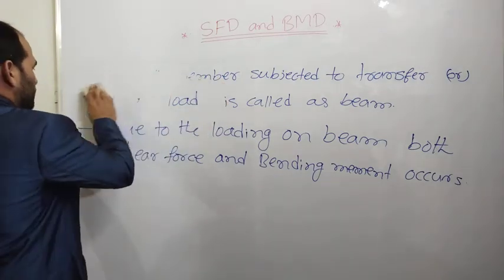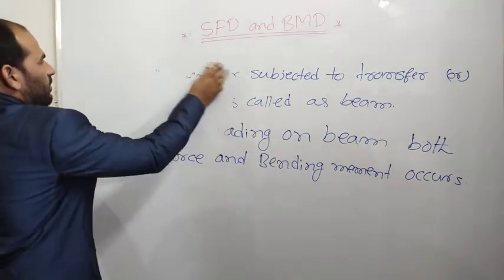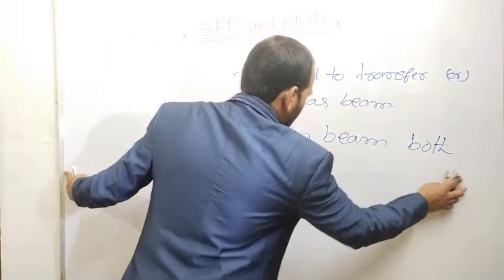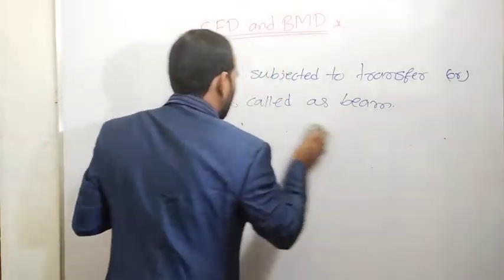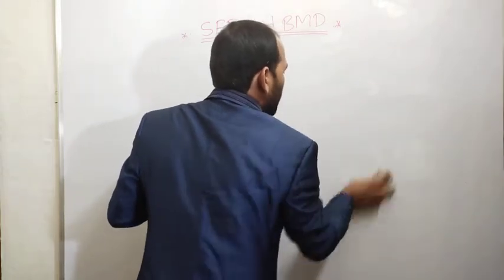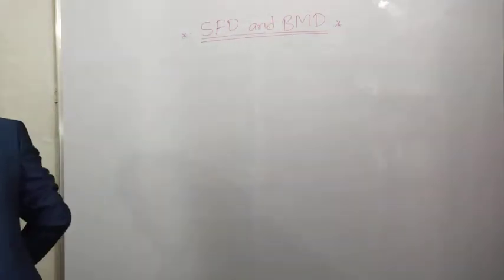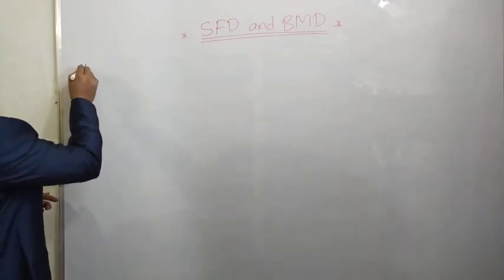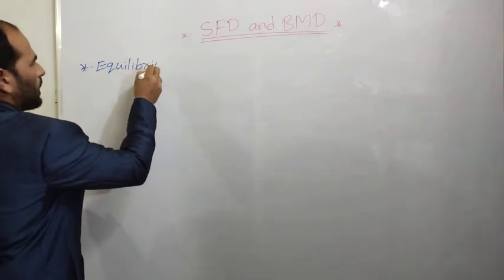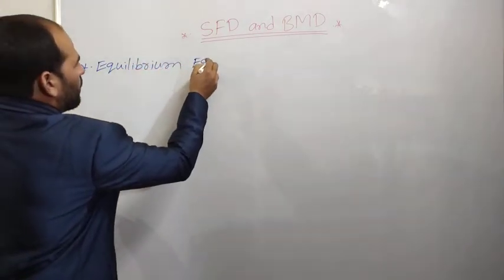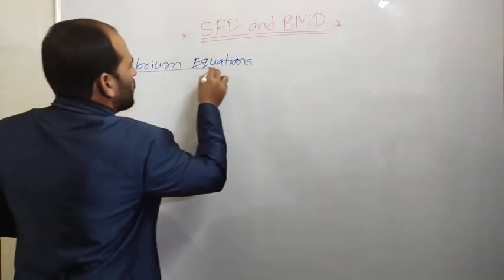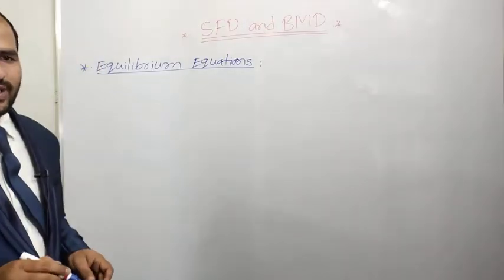So in this beam, what are the equilibrium equations? Because these equilibrium equations are used for the calculation of both shear force and bending moment. What are the equilibrium equations?